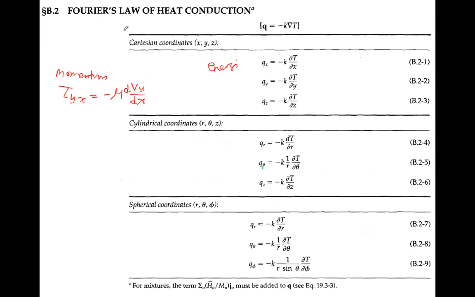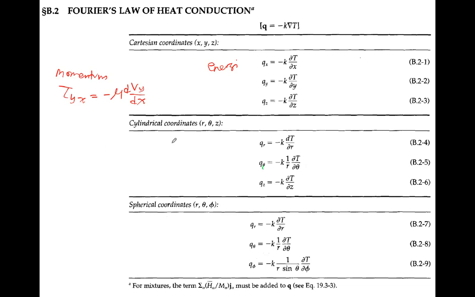Then you can open the appendix, you can use appendix B2, which is Fourier's law of heat conduction. This is the Cartesian diagram. This is the cylindrical coordinate, for the q_r it is minus k dT/dr, but for q_theta there is 1 over r, just make sure you know that. And this is in the spherical coordinate, the q_r, q_theta, and also the phi. Similar to the momentum: if the momentum is tau_yx, for example, this is the energy.